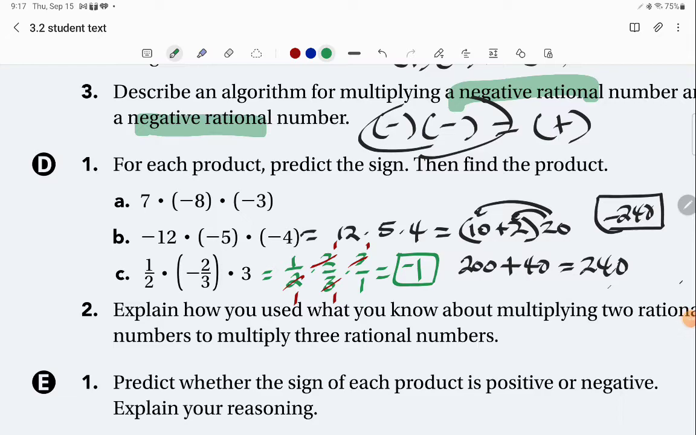So now let's take a look at B. I did it with black ink there. Again, you can ignore the fact that it has negatives because since there's 3 of them, we know that our answer is going to be negative. So you have 12 times 5 times 4.